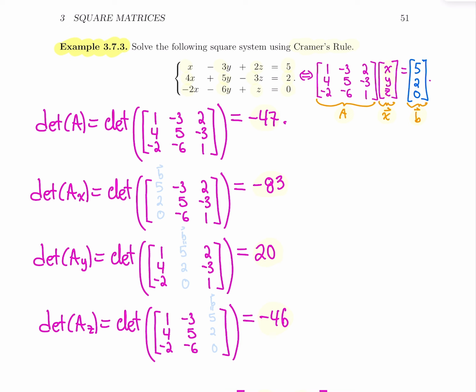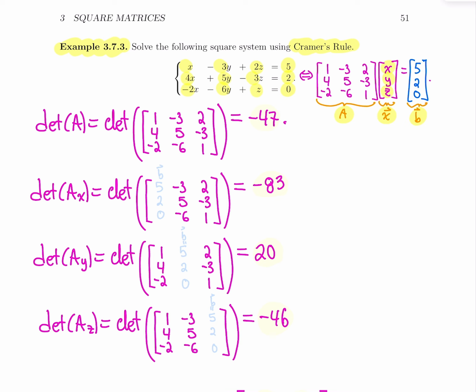Solve the following square system using Cramer's rule. Again, make sure you know how to write your system in matrix form. So the coefficient matrix: 1, minus 3, 2, 4, 5, minus 3, minus 2, minus 6, and 1. The x vector is x, y, z, just the variables together, and the b vector, 5, 2, and 0, that I just bring together. And now it's time to compute some determinants.